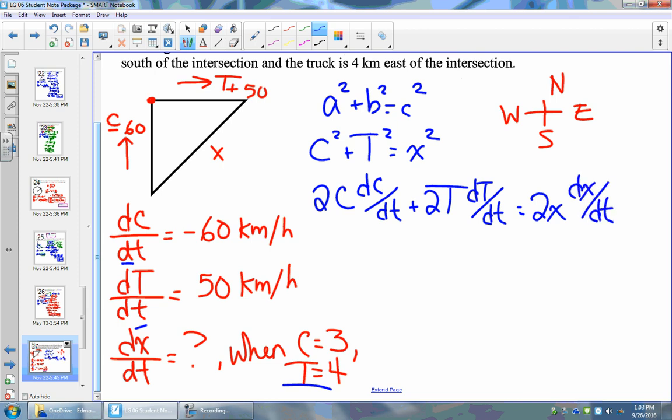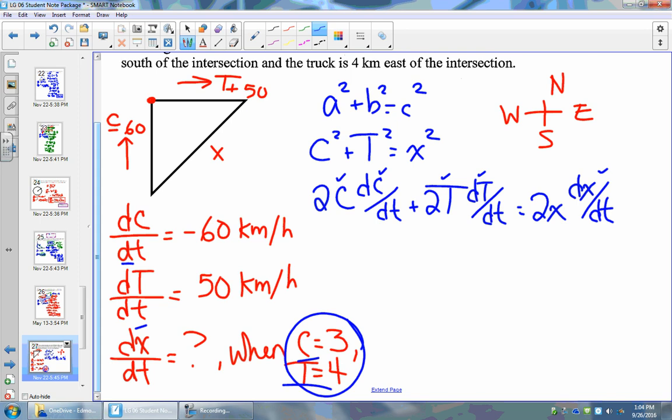What I encourage you to do is stop here and ask, what do I have and what am I missing? Well, we've got c and t, we've got dc and dt, and we've got dx, that's what we're looking for. What we are missing is x, little x. Now, what we need to determine is how to figure out x. Well, we actually are given enough information here. After I take the derivative, anything is fair game, which means 3 and 4 is actually the triangle that I'm going to be looking at.